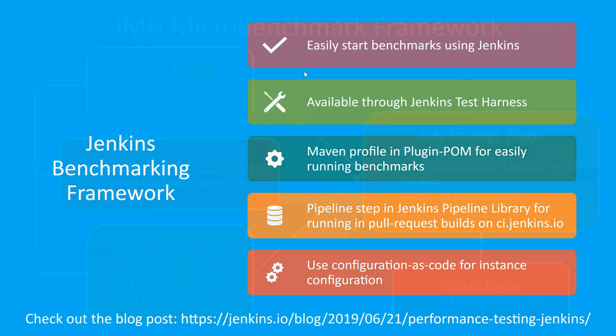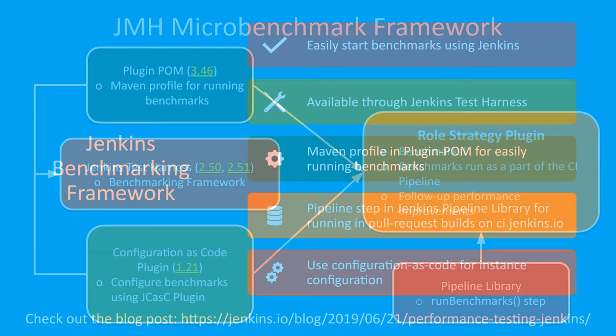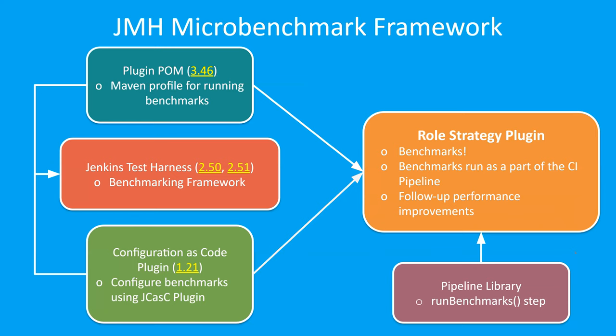We added the Maven profile for running the benchmarks to the plugin POM, and Jenkins Test Harness contains the benchmarking framework. Configuration as code plugin version 1.21 added the ability to configure these benchmarks using configuration as code. Then we added the pipeline step to the pipeline library, and this was all implemented in the role strategy plugin. All the benchmarks are run as a part of our pipeline right now, and these benchmarks helped us to improve the performance.